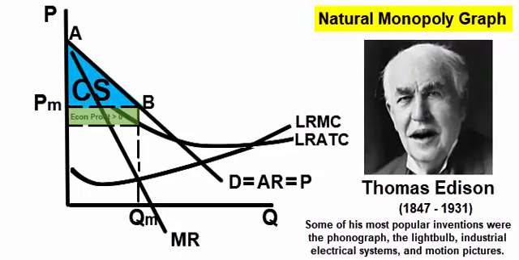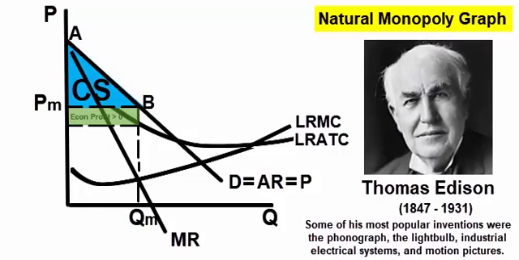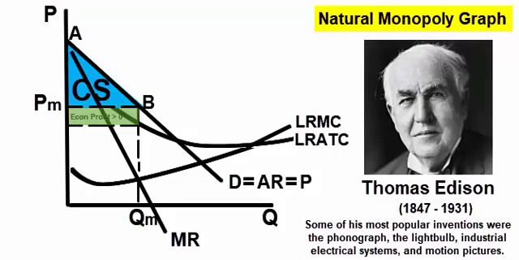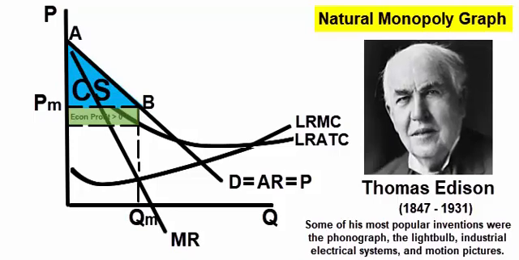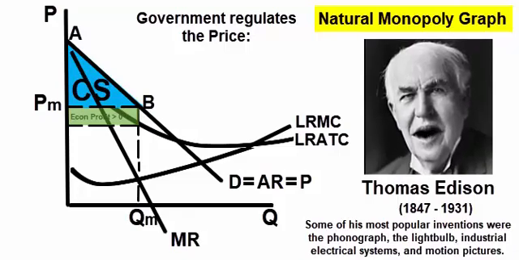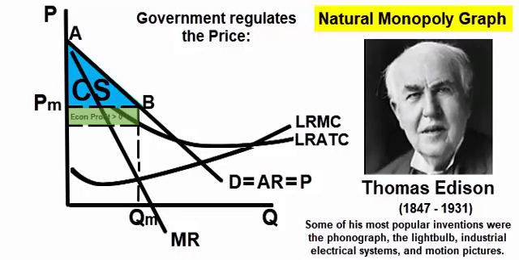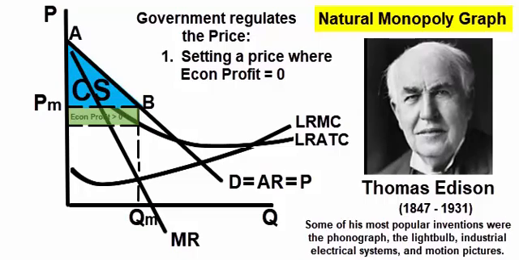In many cases, a government will regulate this type of monopoly because the price is too high, the quantity is too low, and the consumer surplus is too small. Rather than allowing the firm to set the price, the government often regulates the price. Two examples of the government regulating monopoly pricing are: number one, setting a price where the monopoly is earning an economic profit equal to zero.